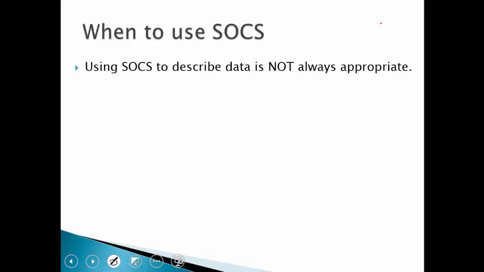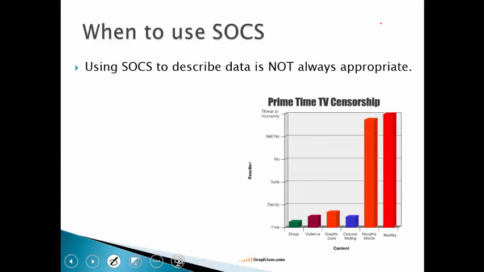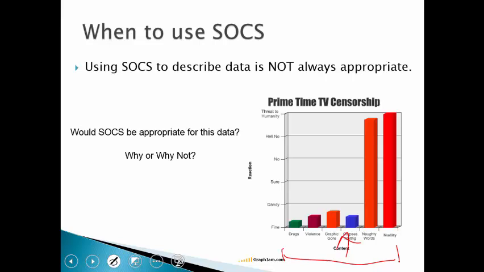As you're using SOCs, sometimes it's not appropriate. Think about this primetime TV censorship example; it wouldn't be appropriate to use SOCs here. Because one, how would you get a measure of center? Somewhere in here between graphic gore and corpses melting, how do you do that average? And how would you get a range here from drugs to nudity? There's no way to get an actual range. The other thing, these bars, I can move naughty words over here, and all of a sudden what seems to look like it's skewed to the left, I can move the bars around. There's nothing keeping those bars in those places.